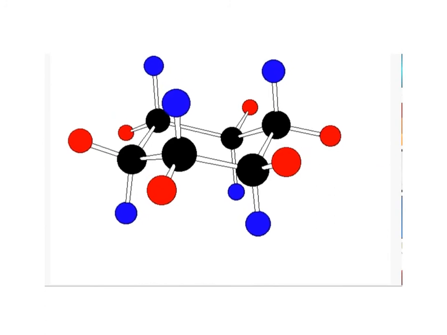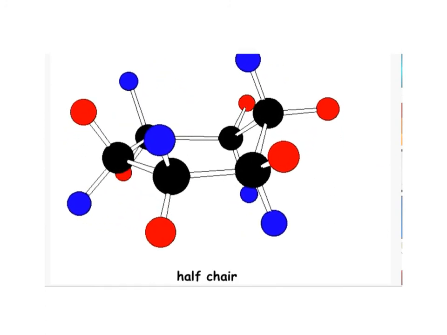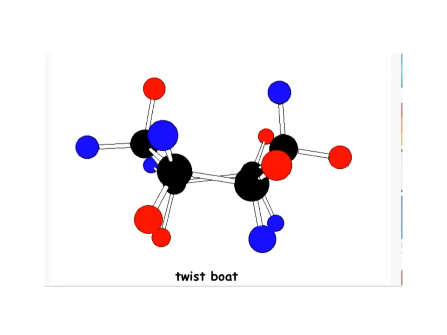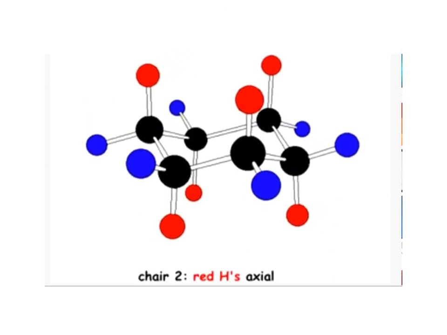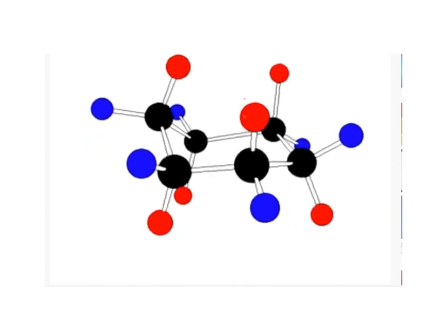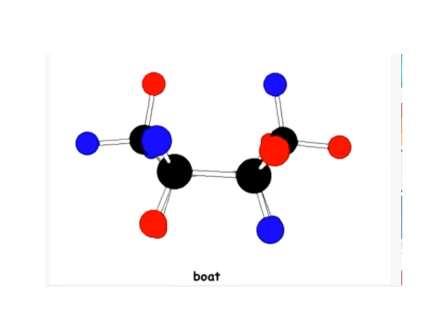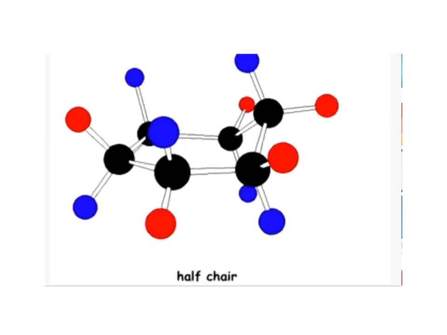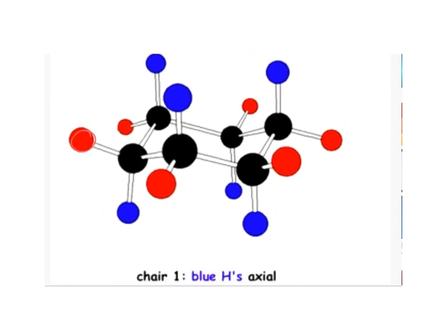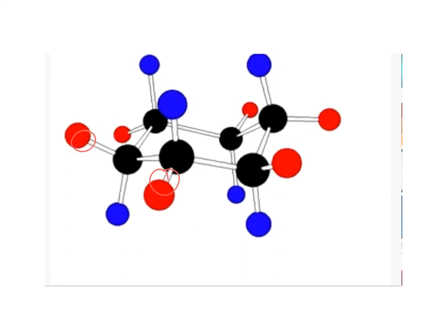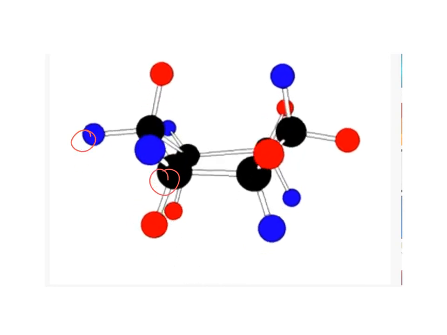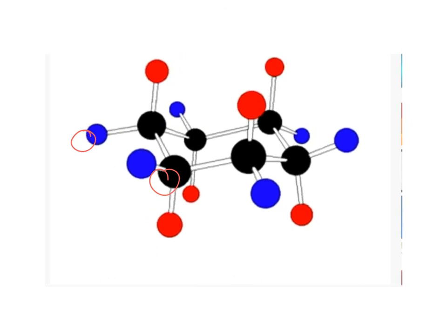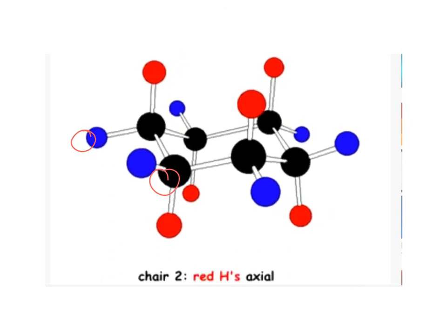So here is the chair conformer, and it's going to go through a ring flip. So it goes through the half chair, into the twist boat, into the boat, into the twist boat, back into the half chair, and then into the chair. So notice the axial hydrogens are in red. Now we're going to do another ring flip. Half chair, twist boat, boat, twist boat, half chair. And now notice the red hydrogens are in the equatorial position. So whenever a cyclohexane undergoes a ring flip, the axial and equatorial positions switch. So if the atoms were axial, they'll be equatorial after a ring flip. And if the atoms were equatorial, they'll be axial after a ring flip.